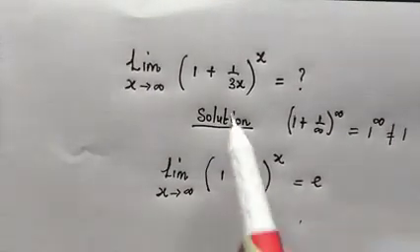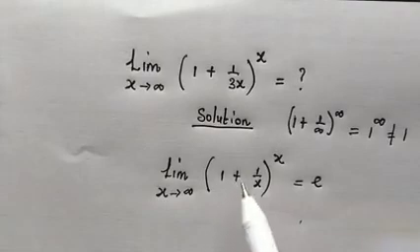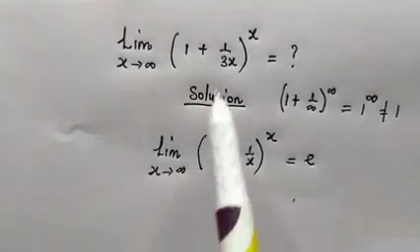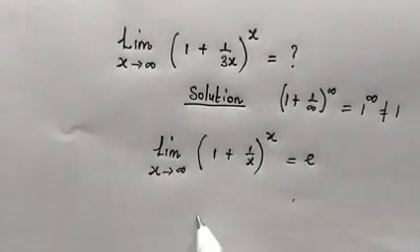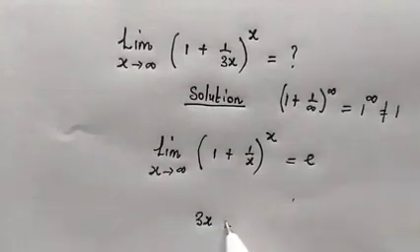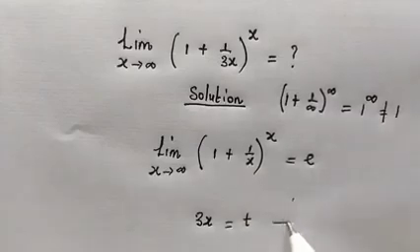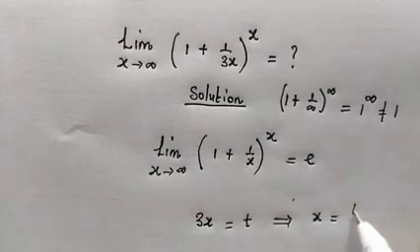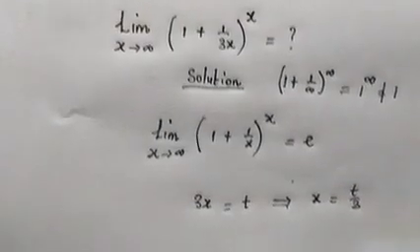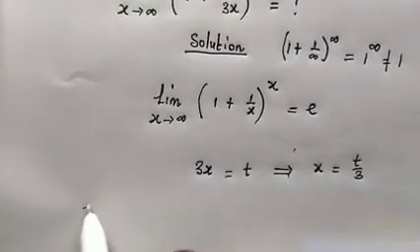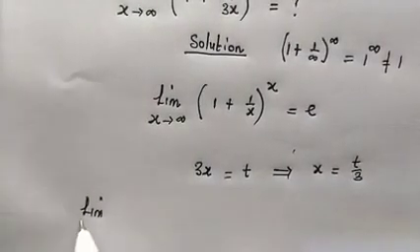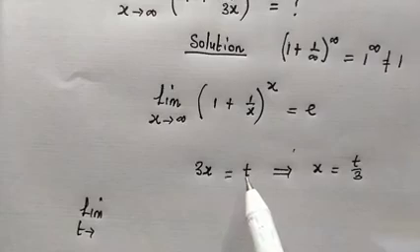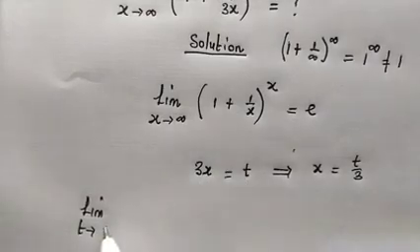Now take a look at these 2 limits, compare both sides. We can see that we have 3x here, but here we have x. Then let's think about making a substitution. We're going to let 3x equals t. So this implies from here that x is equal to t divided by 3. Now we make the substitution, so we get limit as t is approaching infinity, because if x is approaching infinity, t is approaching 3 times infinity, which is infinity.